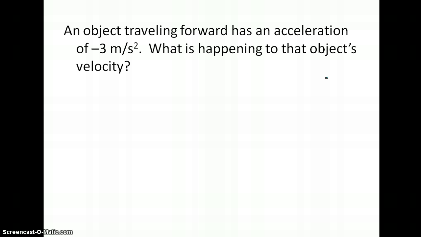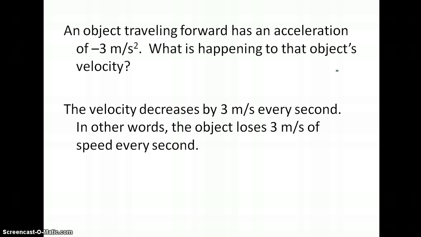Well, what if we had an acceleration of negative 3 meters per second squared? What is happening to that object's velocity? You're going to see something very similar. Instead of gaining 3 meters per second every second, now we're going to see it losing 3 meters per second every second. So the velocity would decrease by 3 meters per second every second. In other words, the object loses 3 meters per second in speed for every second that goes by.